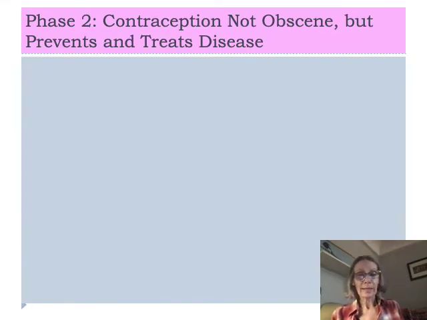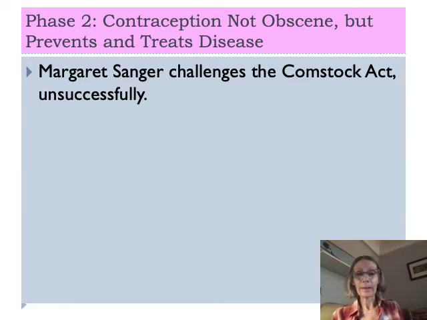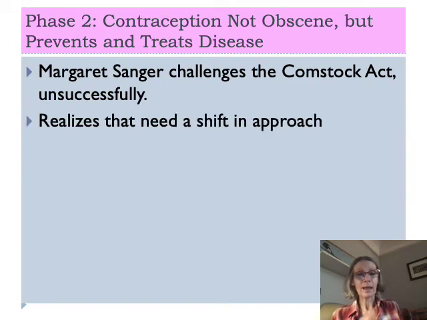So the Comstock Act started to be challenged at the beginning of the 20th century. And Margaret Sanger, who we already talked about, the birth control activist, starts challenging the Comstock Acts in court, but she is not successful in the challenges that she's making against these laws. She realizes that she needs to shift her approach. She was initially arguing that the Comstock Acts were unconstitutional because they violate the rights of women, but she realized that that argument wasn't getting a lot of traction. People didn't really care that much about the rights of women.